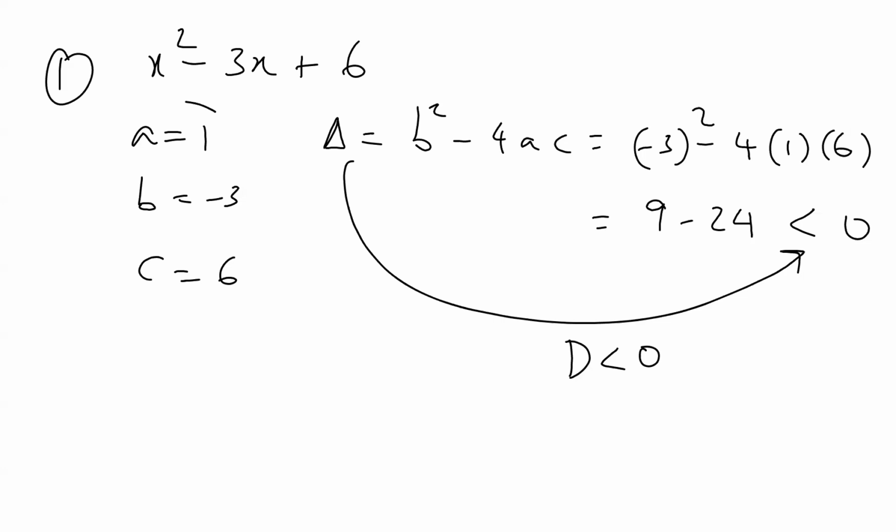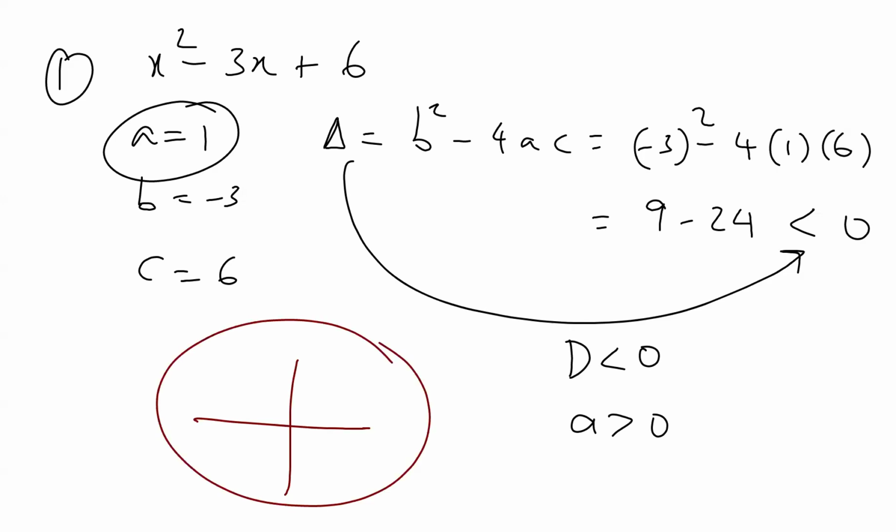Okay. But then A is greater than 0. So what is the sign of this quadratic expression? Positive. It is going to be positive. Meaning you put any value of x over here, it is going to be positive. The final answer of this expression is going to be positive. Guys, just give me a feedback. Have you understood this? Yes or no? Okay. Next one.